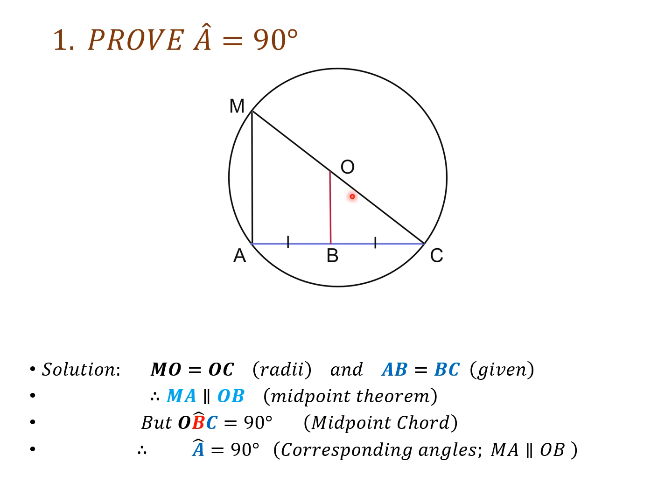But O is the center, so OB is a line from the center, and that line cuts the chord into two equal halves. Therefore, according to theorem 1, it must subtend an angle of 90 degrees. So I can say that OBC is 90 degrees, and my reason would be midpoint chord, theorem 1. But because this line is parallel to that one, that one would also be 90, and my reason would be corresponding angles. So A equal to 90 degrees because MA is parallel to OB.